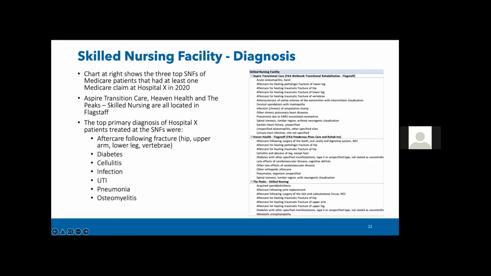So, their top diagnoses that were sent out were, after orthopedic related, we had diabetes, cellulitis, infections that might need long-term IV antibiotics, pneumonias. So all appropriate cases for this critical access hospital.